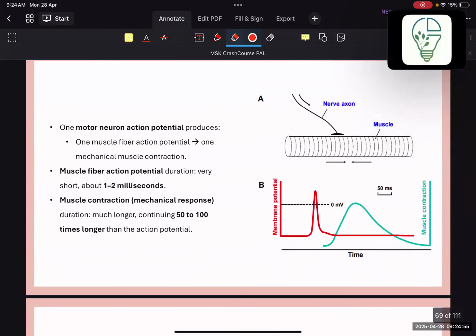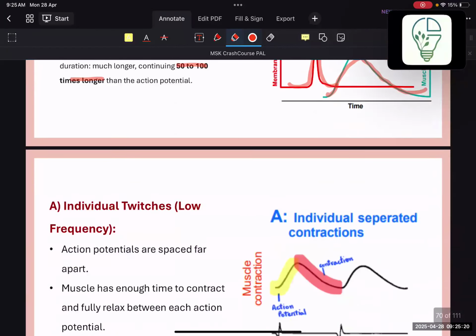Now, what the doctor is trying to show you in this slide is very simple. Once again, the nerve comes in the middle of the muscle fiber, and they spread out in both directions. That's one. Two, action potentials happen much, much, much quicker than the actual muscle contraction. The action potential happens between 1 to 2 milliseconds. The muscle contraction takes 50 to 100 times longer, and you could see that in the graph. This is the action potential. Look at how long the muscle contraction takes.